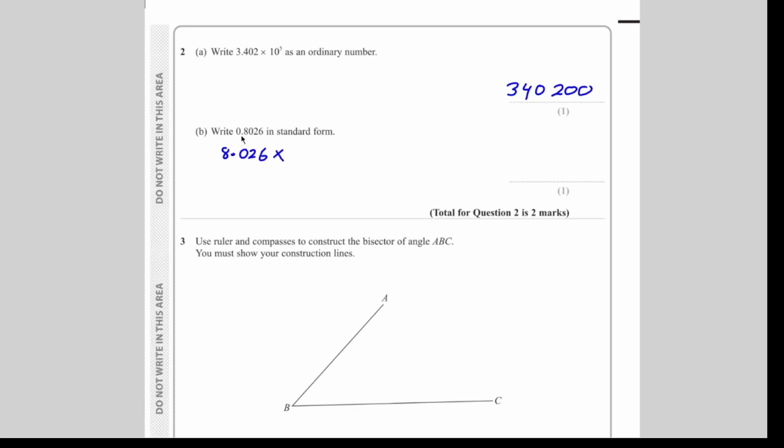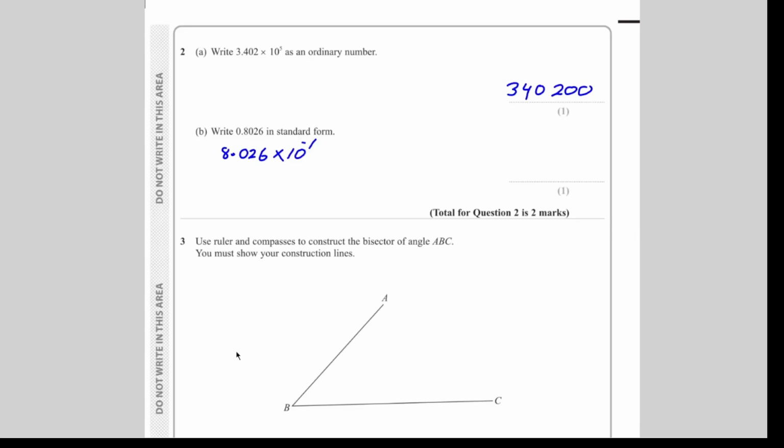Since I made this decimal point jump once here, it is then 10 to the power of minus 1, because I made it jump backward. It went backward, so it is minus 1. Then this is the answer.